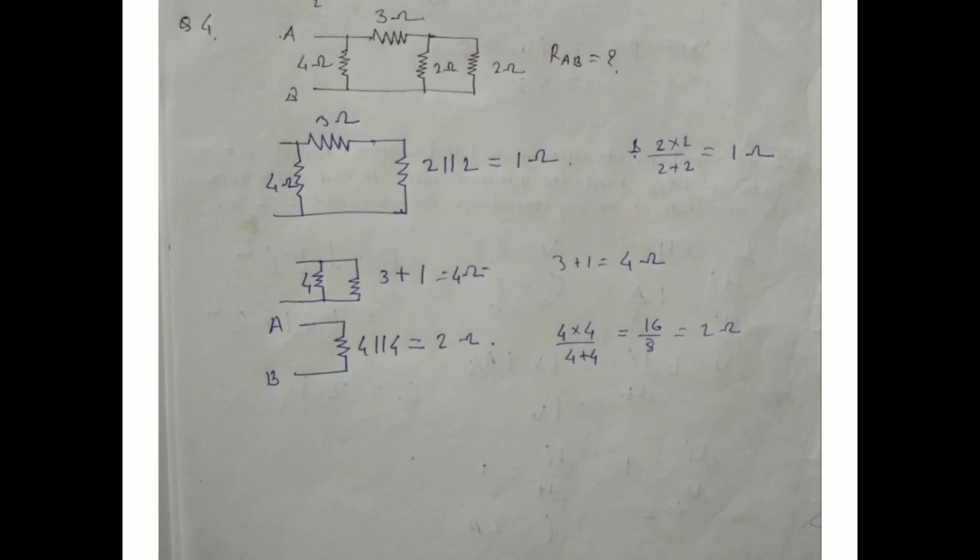Now simply add these two as they are series connected. So we will get 3 plus 1 equal to 4 ohm. Now these two are in parallel, so 4 and 4 are in parallel, and we will calculate by this step. So we will get 2 ohm.